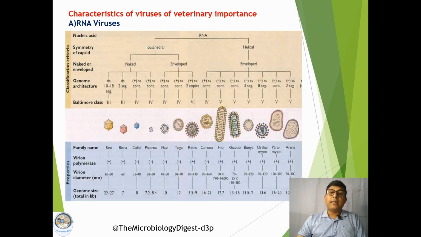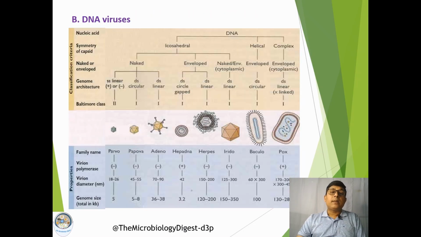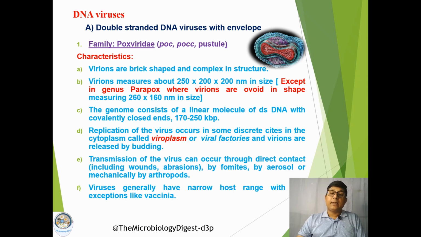Now, these are some diagrammatic illustrations of various viruses and their different properties. First are the RNA viruses: the capsid symmetry, the presence or absence of the envelope, the genome architecture, and to which Baltimore class the particular virus belongs. Similarly, the same properties are used to classify DNA viruses, and these are some diagrammatic illustrations of the DNA viruses. We will be restricting today's discussion to DNA viruses only.